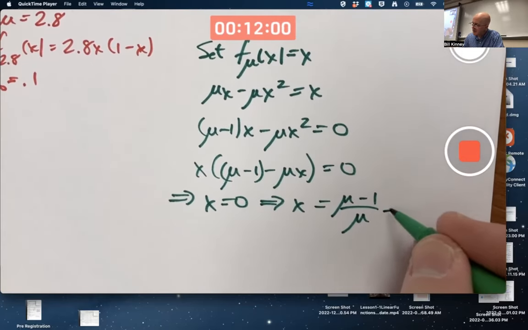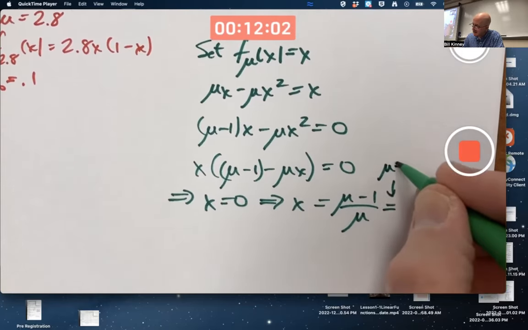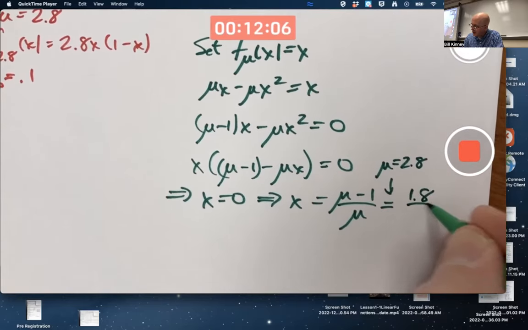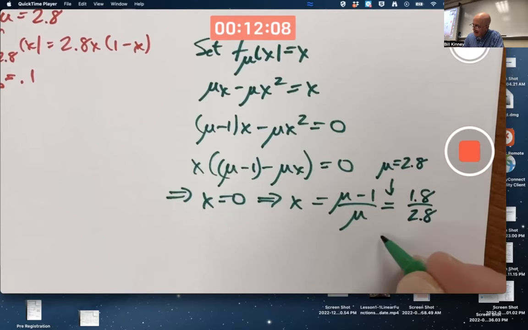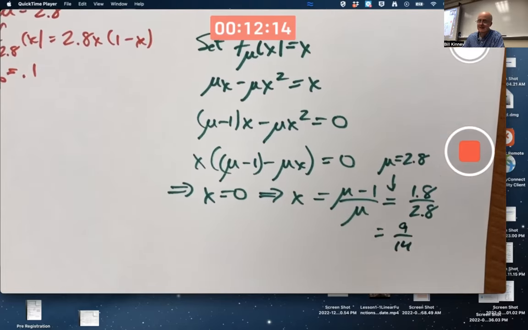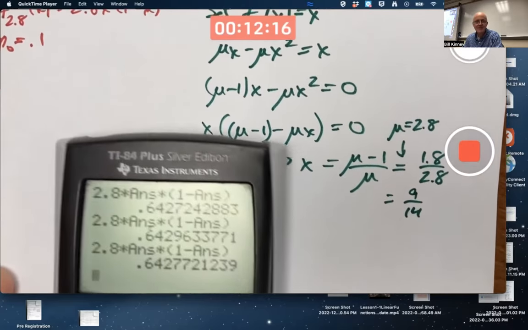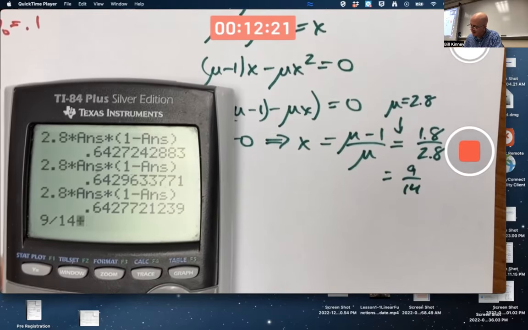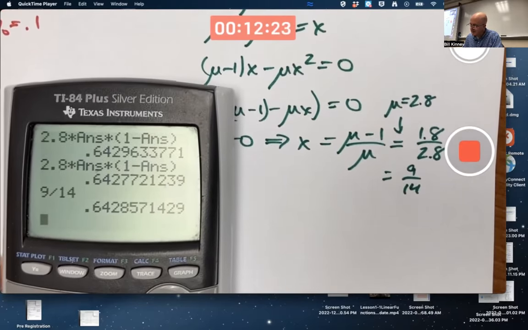Which, if mu is 2.8, is going to give you 1.8 over 2.8, 18 over 28, which would be 9/14. When mu is 2.8, 9/14. Yep, about 0.643. That's what that sequence is converging to.